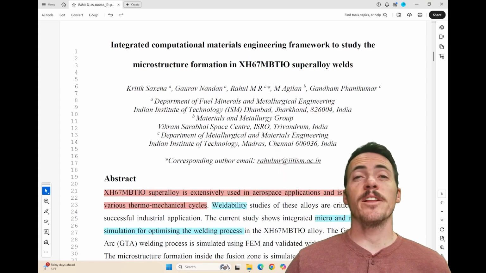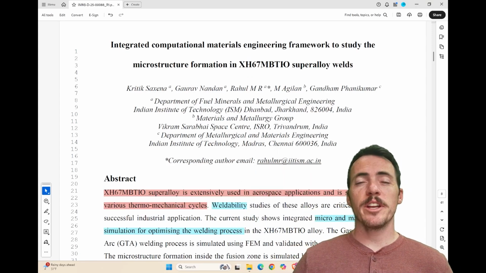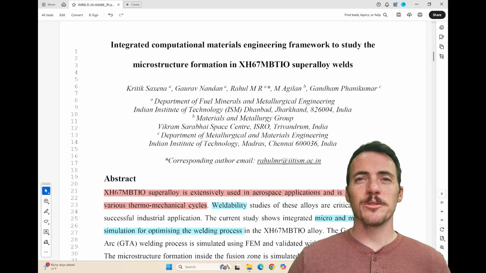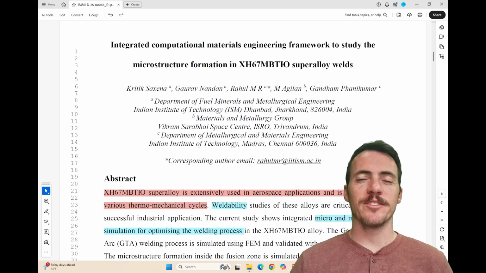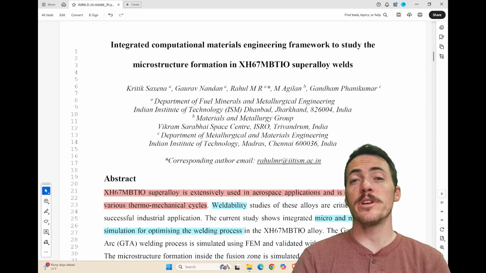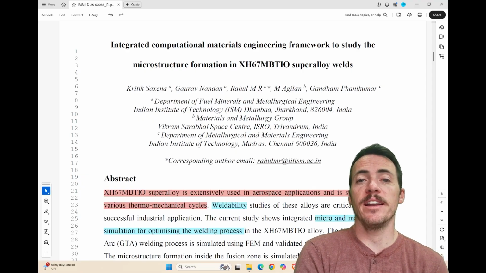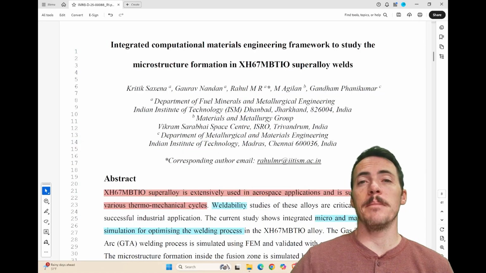Everybody, this is Taylor Sparks, Editor-in-Chief for Integrating Materials and Manufacturing Innovation, here with a brand new paper. This one is all about how you weld superalloys and how you can optimize that process. This work comes to us from researchers at IIT Dhanbad, at ISRO, and at IIT Madras.